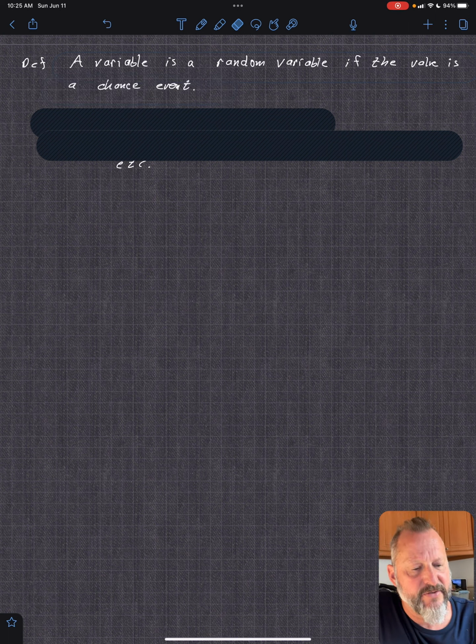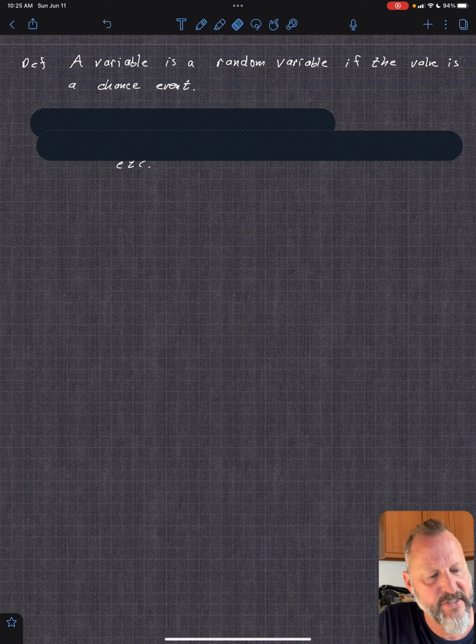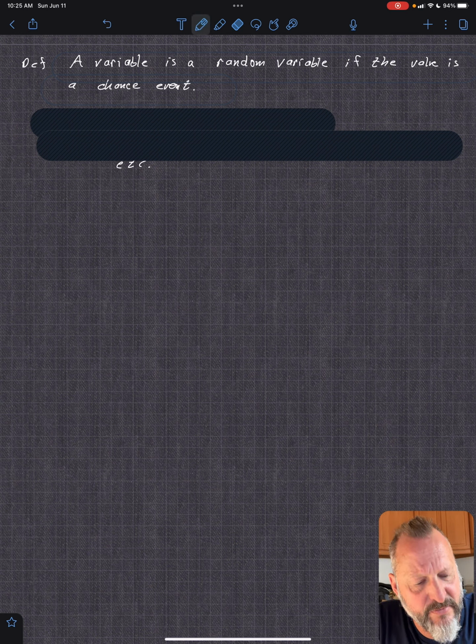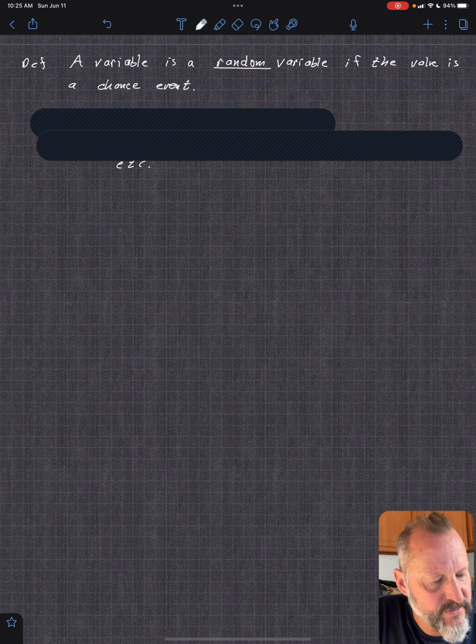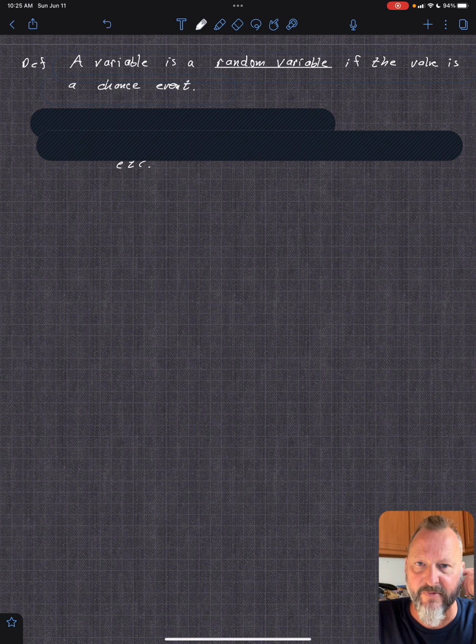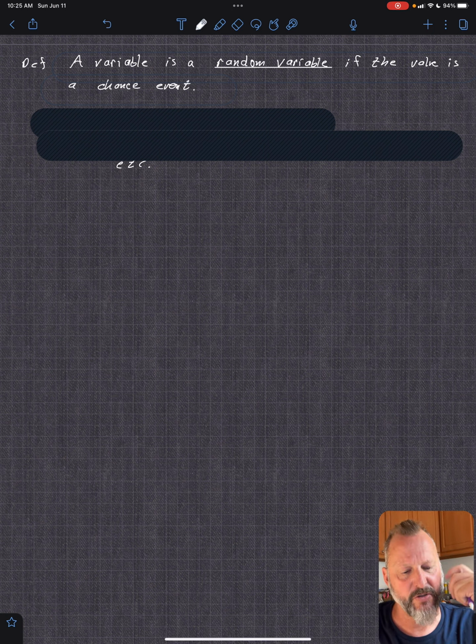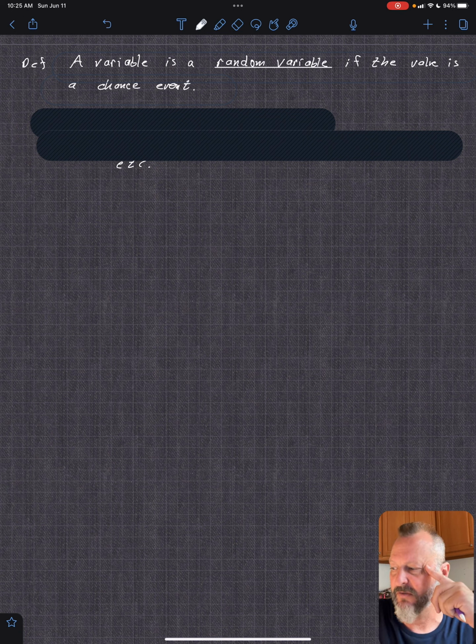So write that down. A variable is called a random variable. So now we'll get into the concept of random variables, if the value is chosen or done by chance. So we'll be describing the concept of random variables.